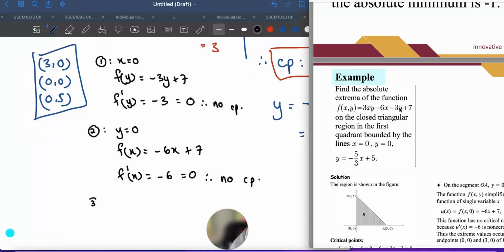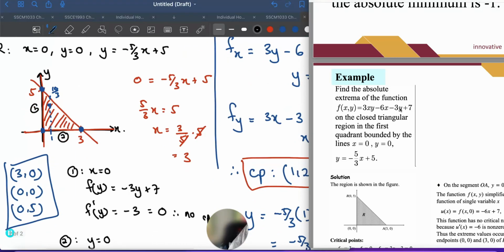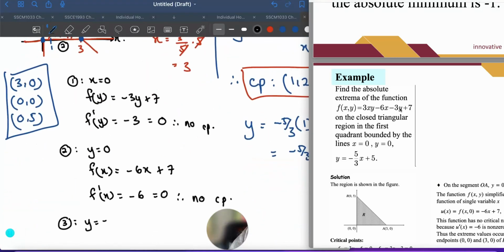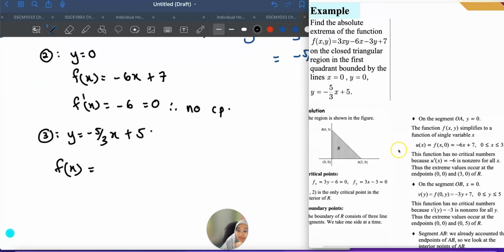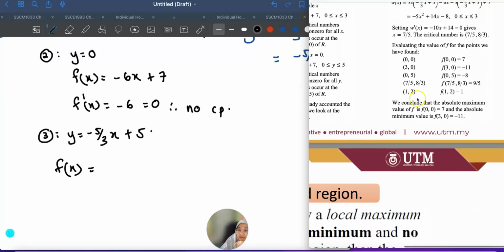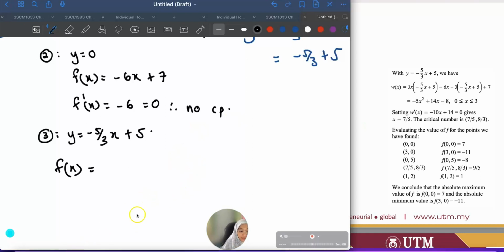And the third line gives you the line that we have. It is y equal to negative 5 over 3 x plus 5. So you have to substitute this y into the equation here. As you can see in the result here, you substitute the y into the function, so you have only the expression in terms of x. Let's say I skip that one, so please do it yourself.